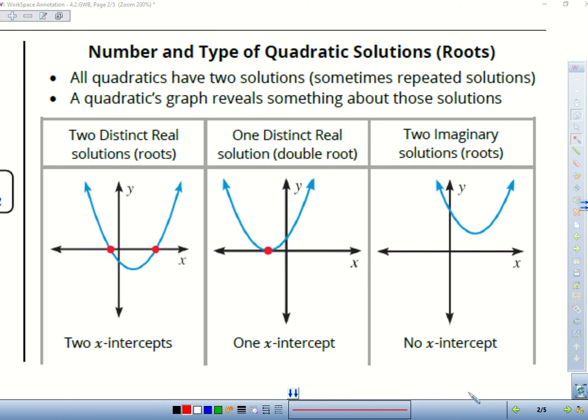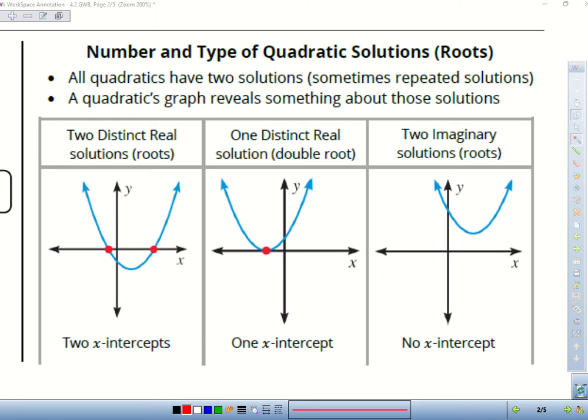The number and type of quadratic solutions are roots. All quadratics have two solutions, sometimes they are repeated, and all quadratic graphs reveal something about those solutions. Two distinct real roots means that we touch the x-axis two separate times at two different locations, okay? And that means we have two x-intercepts or two distinct real roots.